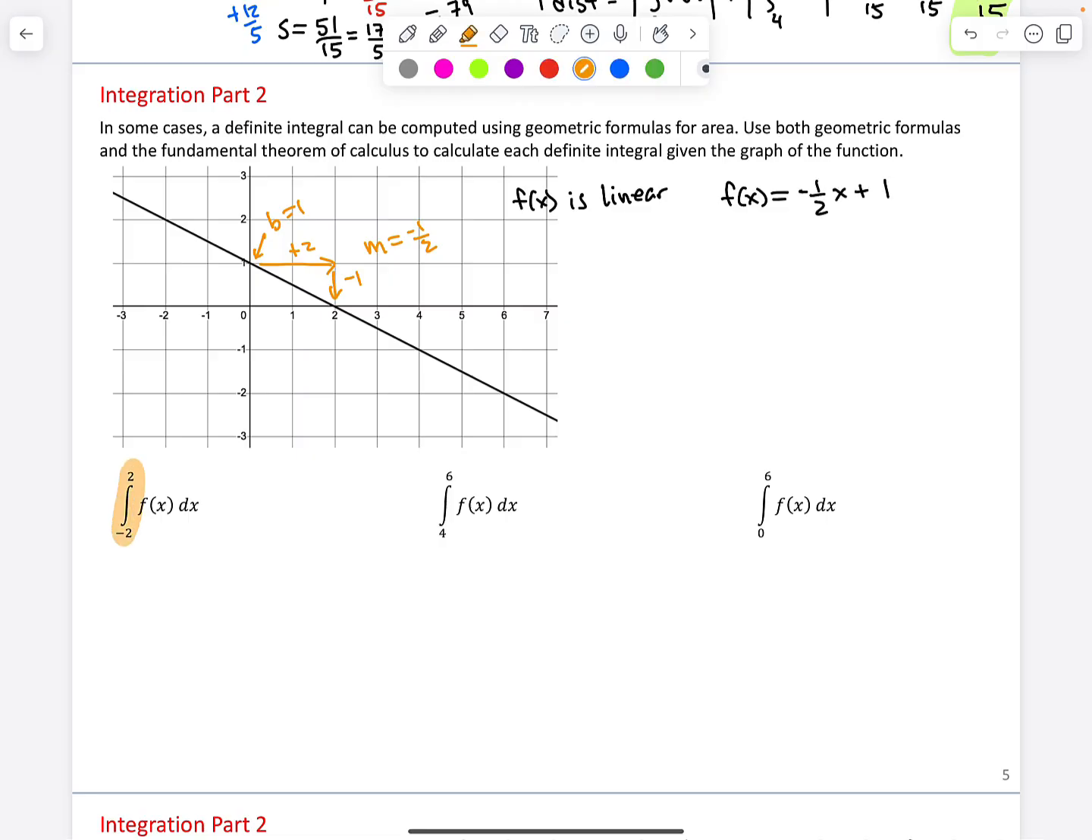Now the first integral is from -2 to 2. Over that window, the function is positive, above the x-axis. So we want the area of this triangle, effectively.